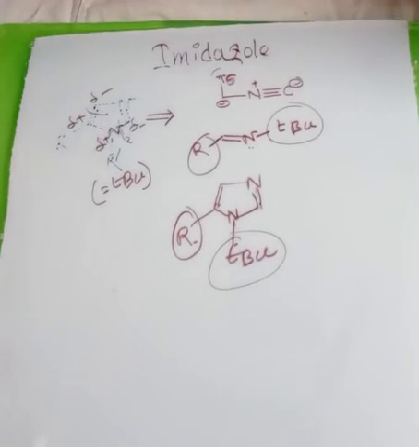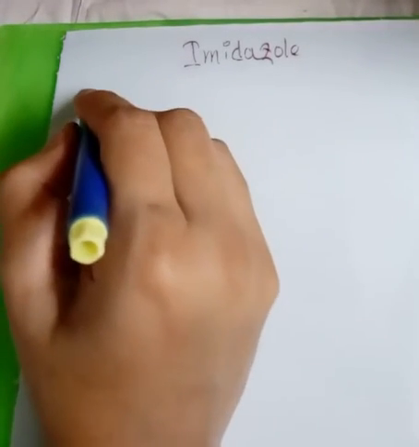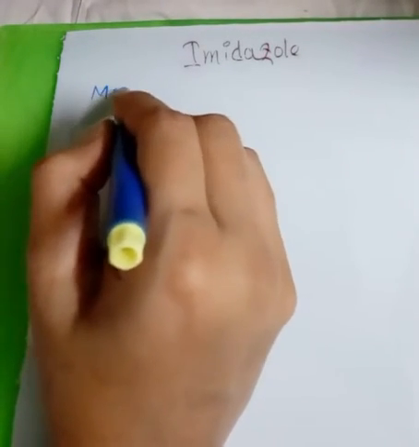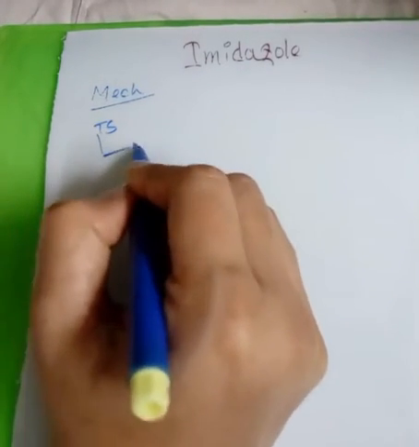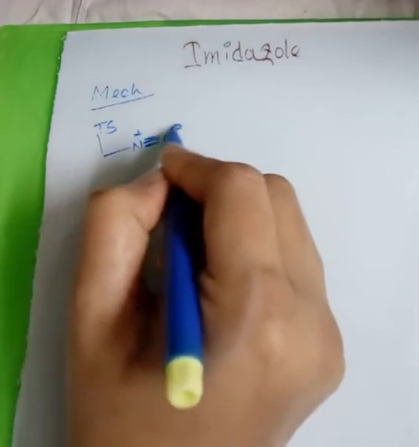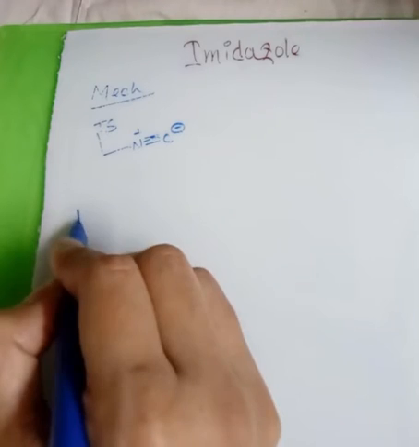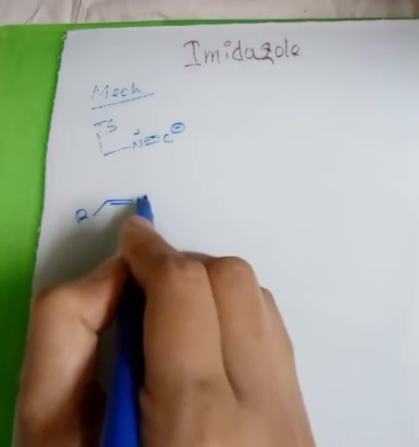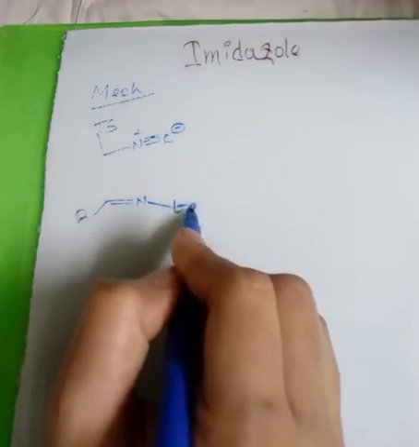Okay, now the reagent and the reaction mechanism. Now the mechanism is like this. This is our reactant and this is also our reactant. This is an imine. Actually we can generate that imine from ketone.